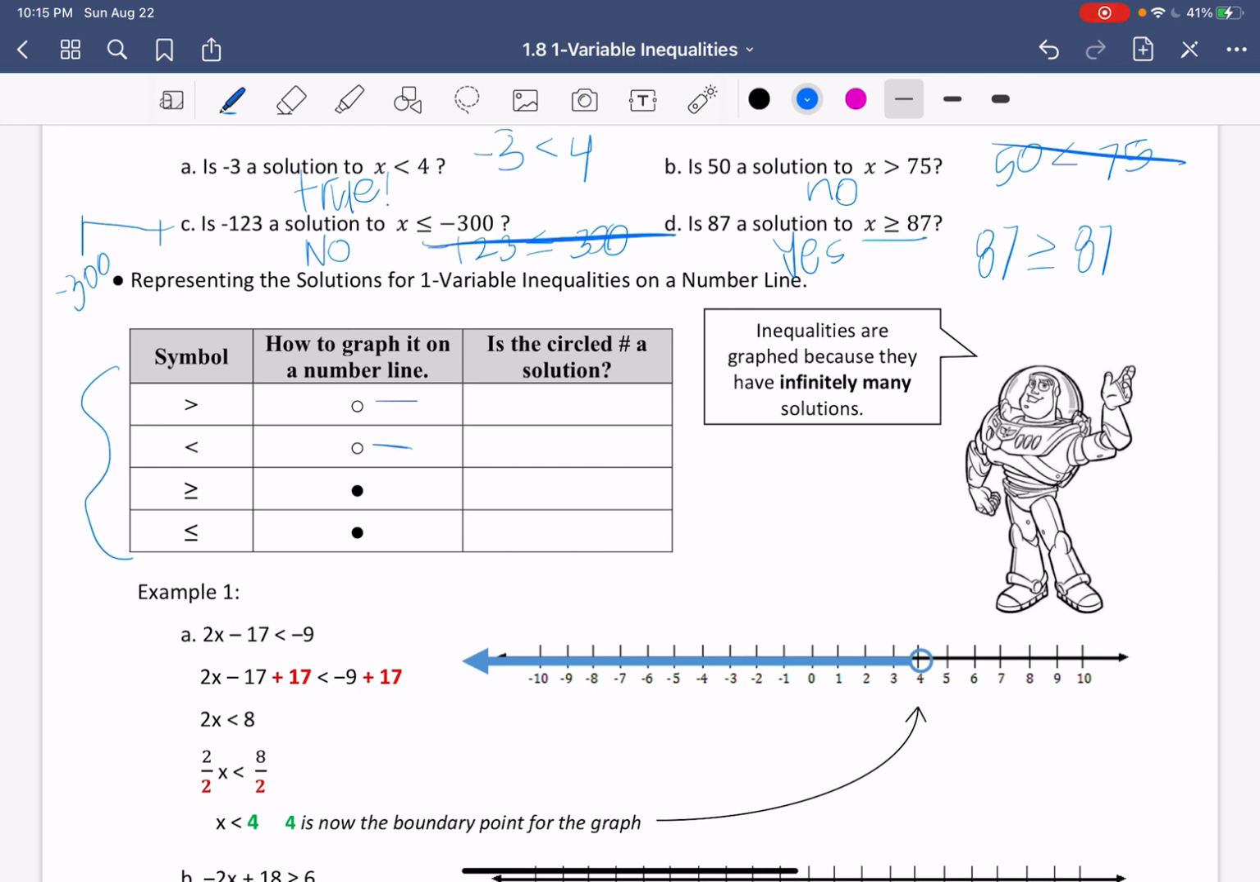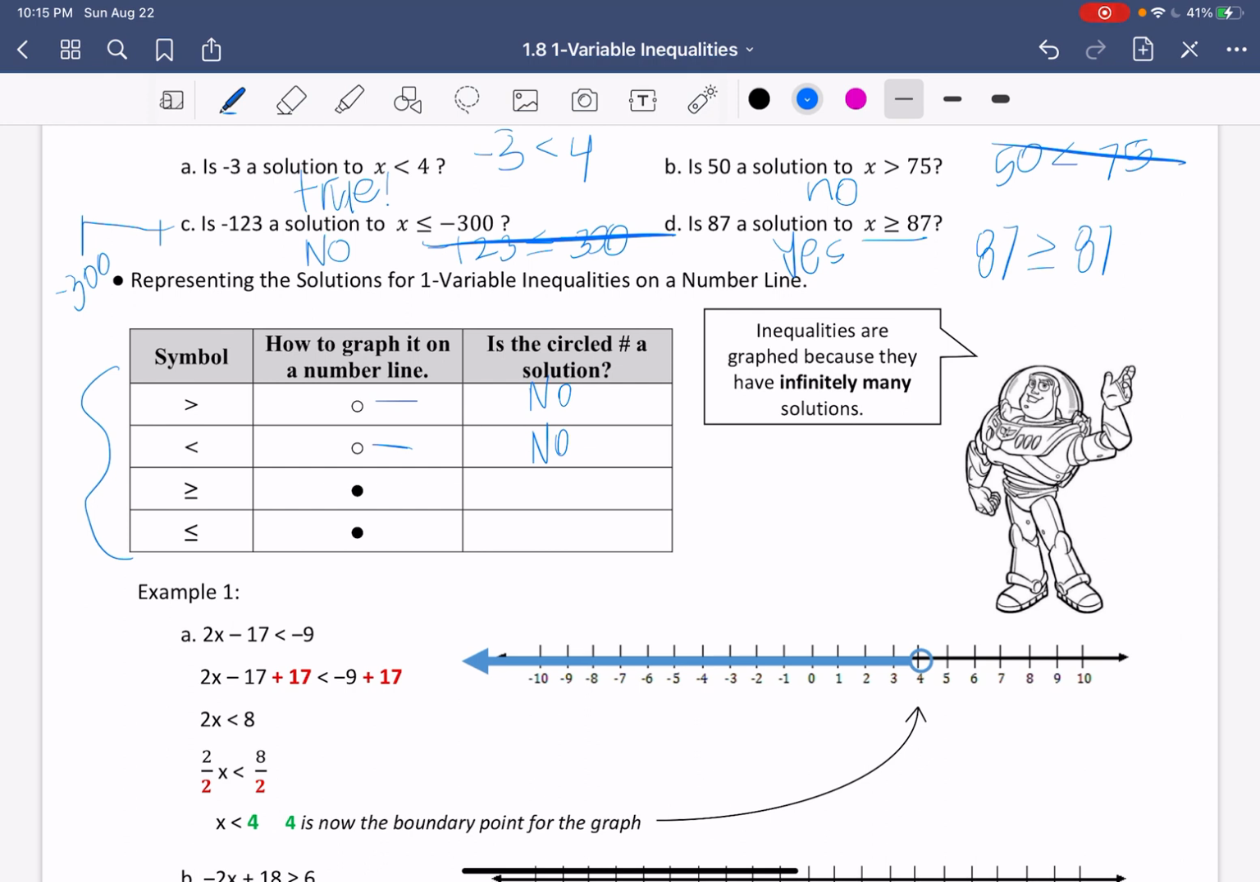And then the question asks us, is the circle number a solution? Well, when we're greater than or less than, we know that we can be any number greater than that number or less than that number, but we cannot equal that number. So when it says, is the circle number a solution, both of those are going to be no. And that's exactly what that open circle means. It means that there is not a solution, right?